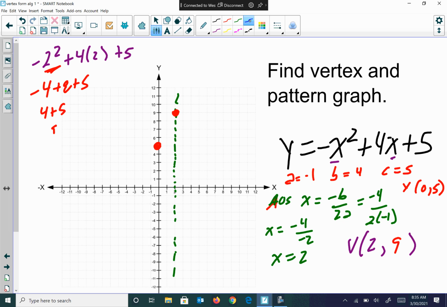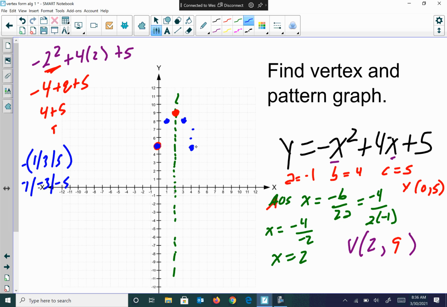Okay, how's my pattern graph going to work? My pattern graph is 1, 3, 5. But what do we know about this 1, 3, 5? Negative. It's negative. It's moving down. So I get -1, -3, -5. So from here, I'm going to go right 1, down 1, left 1, down 1, right 1, down 3. Hey, look at this. That happened to find that. Right 1, down 3.